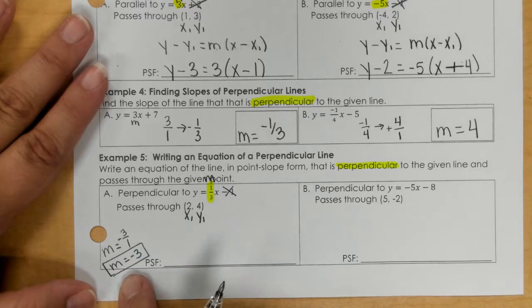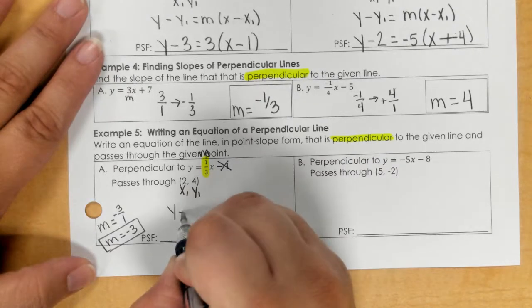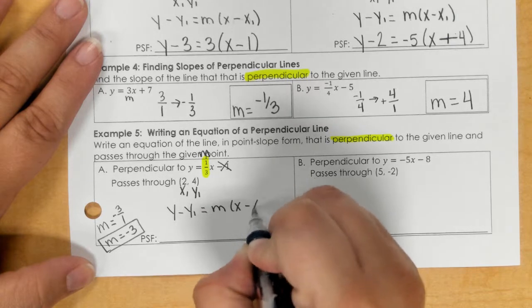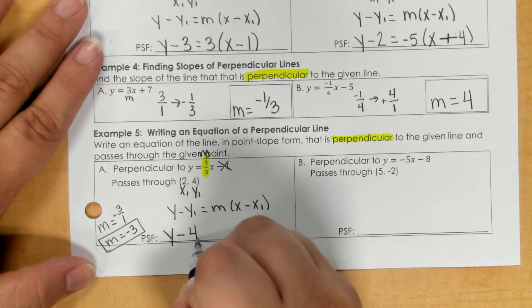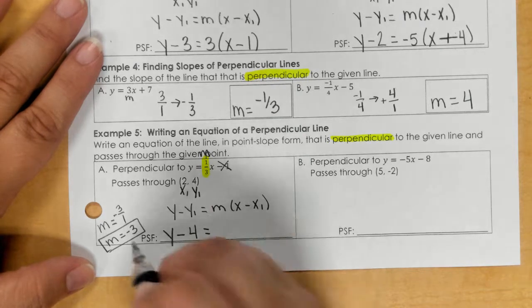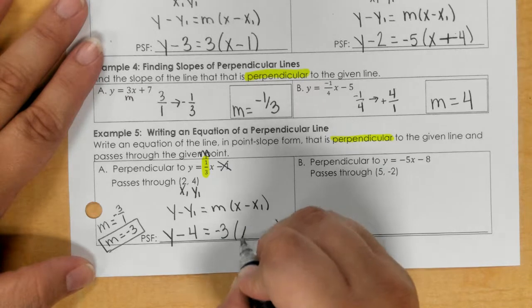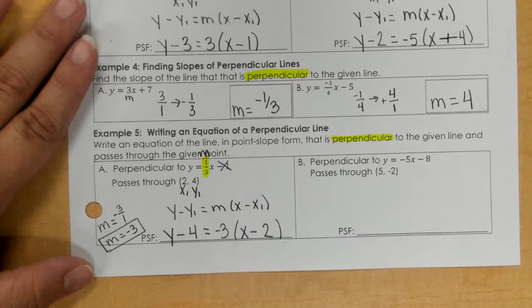So I have my slope, I have my point, I have to make point-slope form. So y minus y1 is 4. The slope is negative 3. And then I have x minus x1, which is 2. No double negatives, good to go.